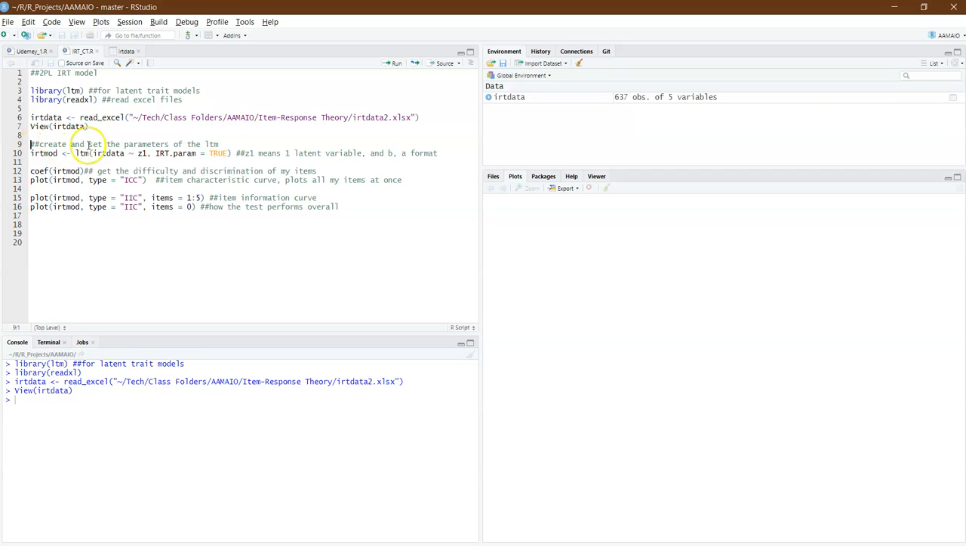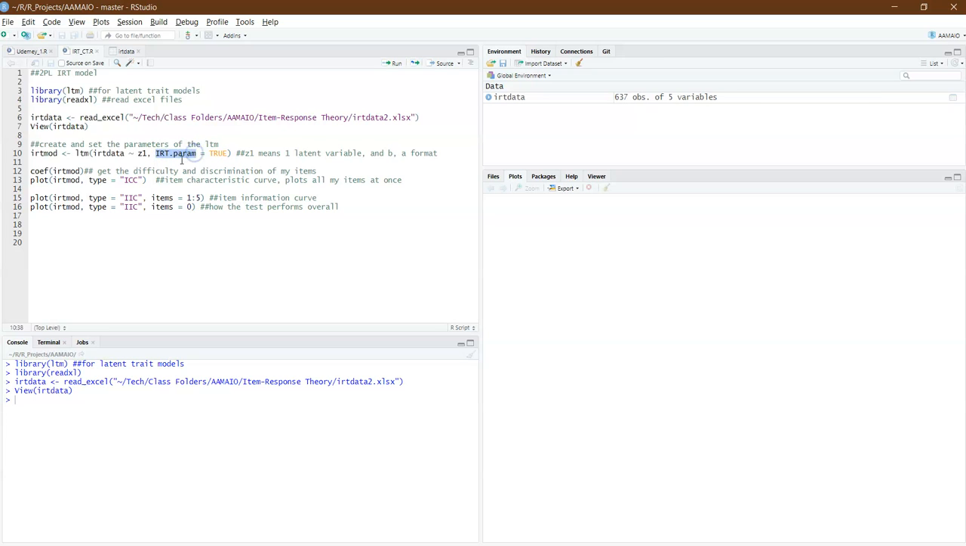So I'll start by creating my model and set the parameters using the LTM function. The first argument of my model would be the IRT data. This is a data frame that holds all my data. Next, I'll indicate Z1, and this means that I'm using one latent variable.